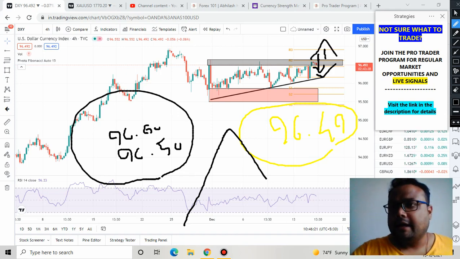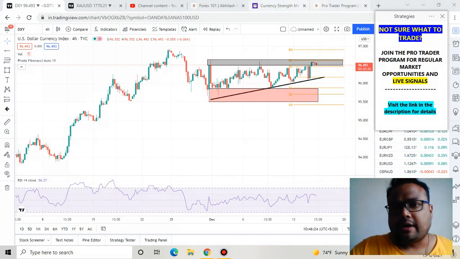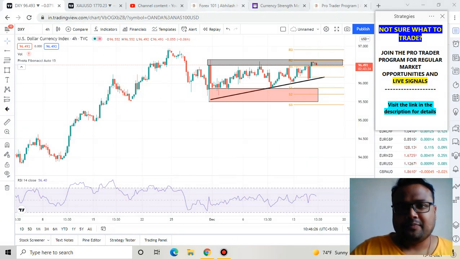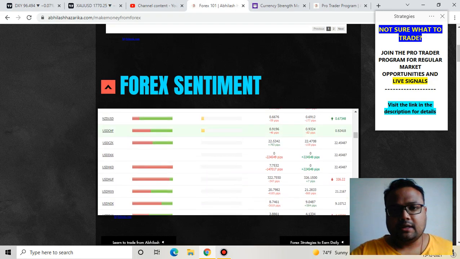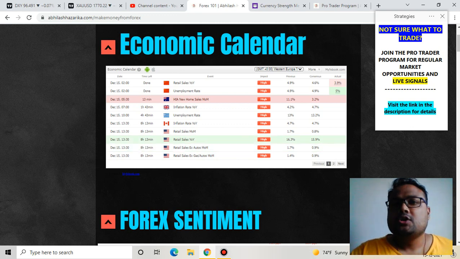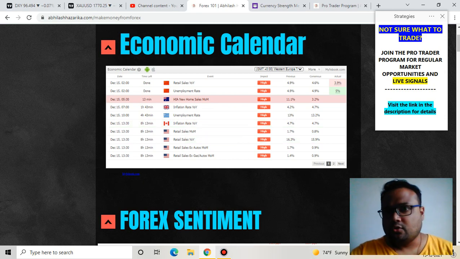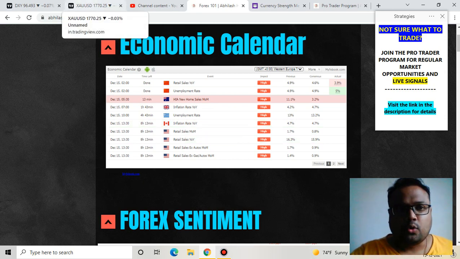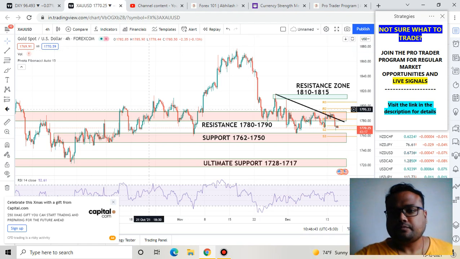Moreover, we also have events coming up today. Let me take you to the event here. This is the economic calendar, and you see we have retail sales coming up after 8 hours 13 minutes, and this is a high impact news. So US dollar DXY will be volatile after this event, so be careful. Now let's talk about the gold chart.